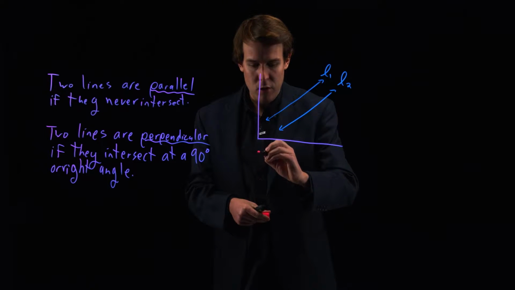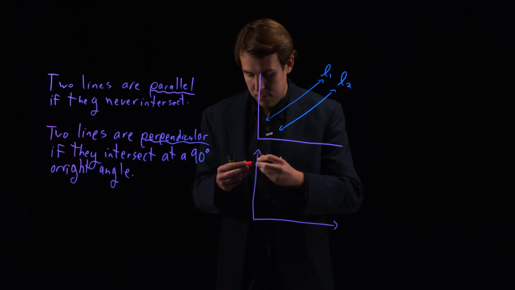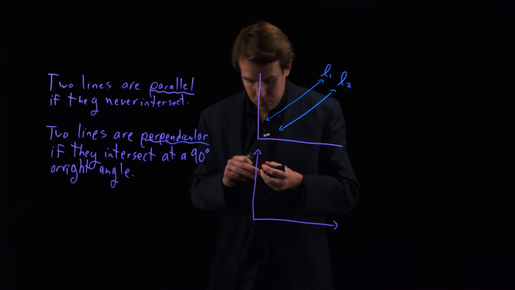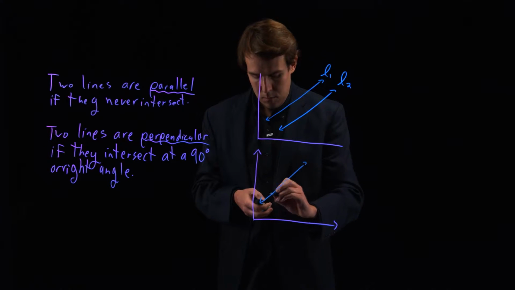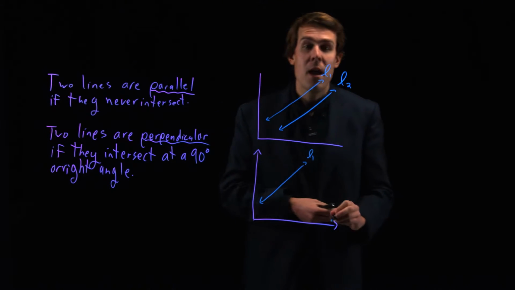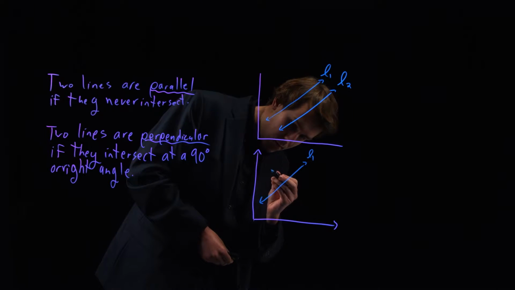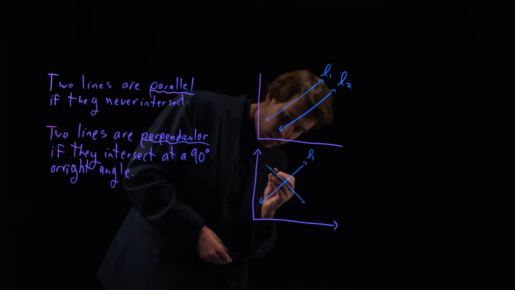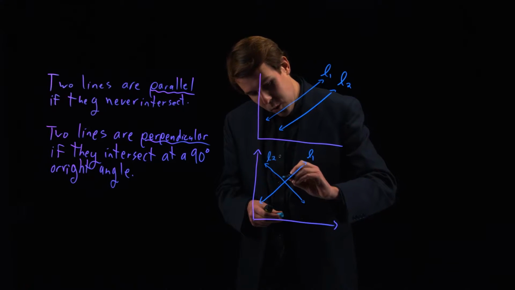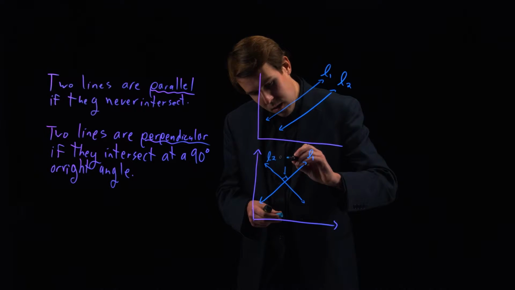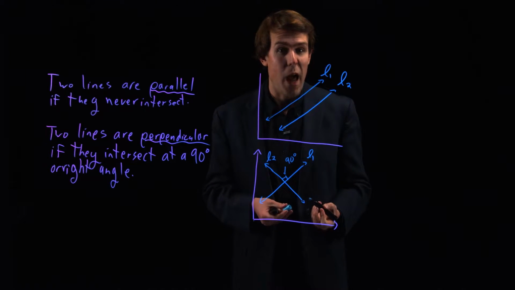Let's look now at perpendicular lines. So I'll draw some axes. So here's the first line, and the second line is going to intersect with this one at a right angle. So perhaps something like this. Now the key point here is that the angle between them should be 90 degrees. A 90-degree angle is sometimes also called a right angle.